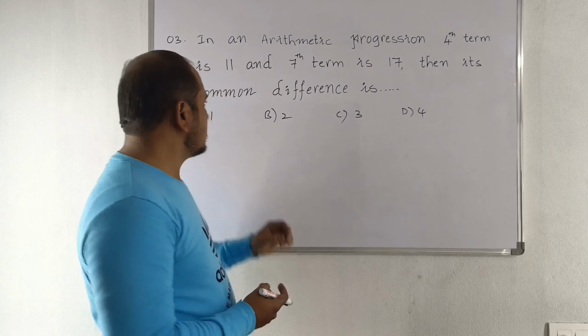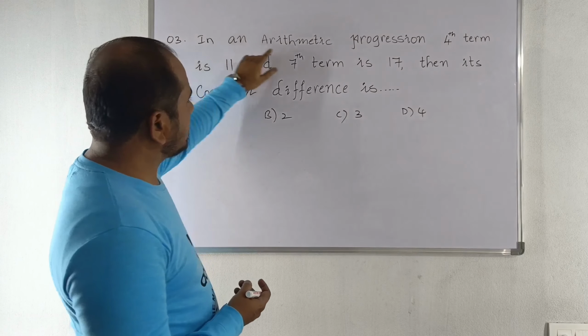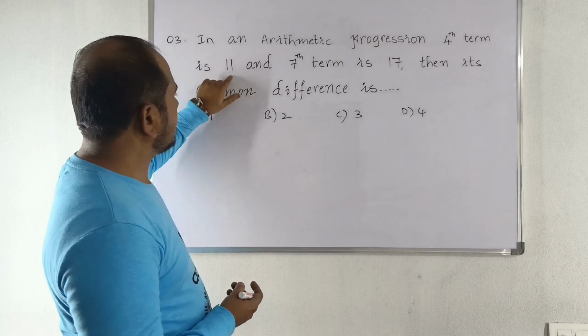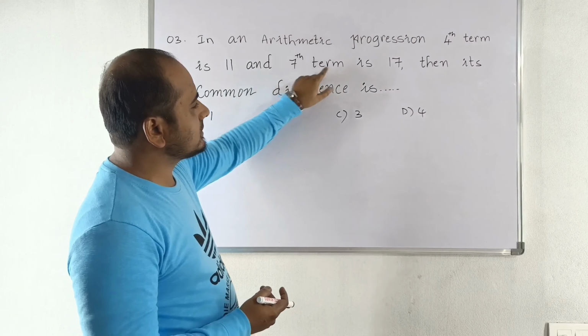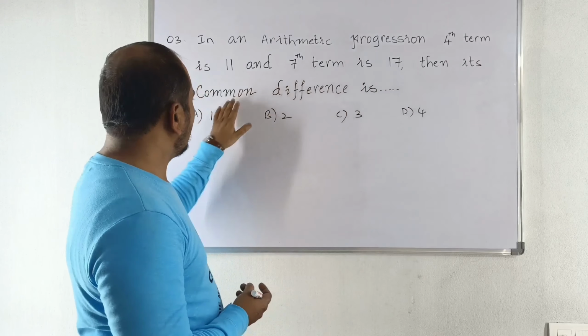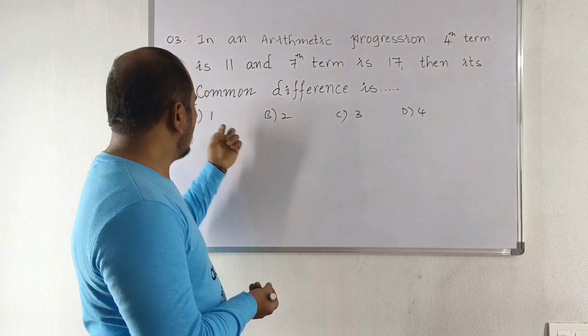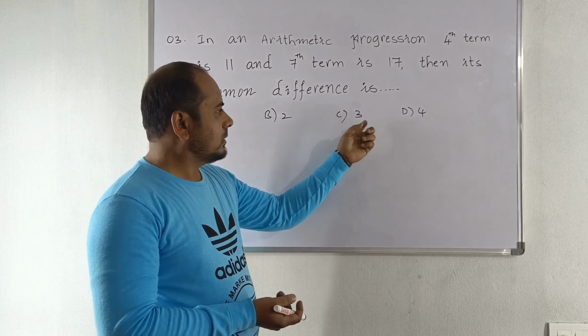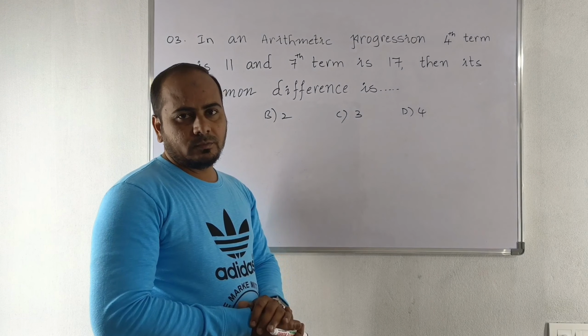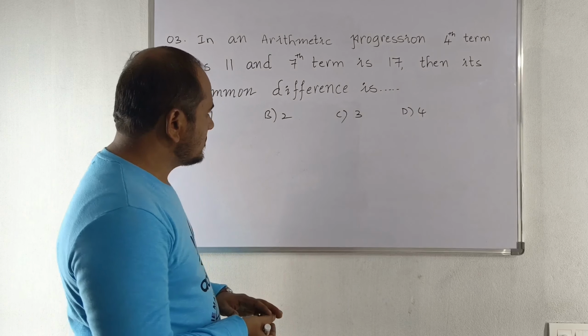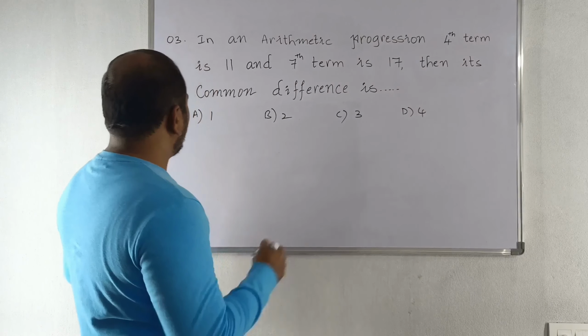Now the third question is, in an arithmetic progression, fourth term is 11 and seventh term is 17. Then what is the common difference? And your options are given 1, 2, 3 and 4. So we need to find the solution, my dear. Let me explain.